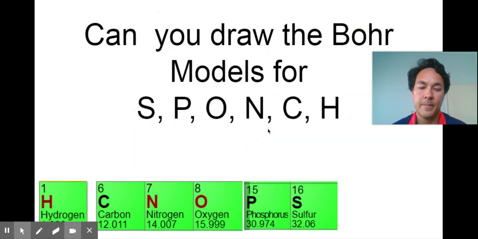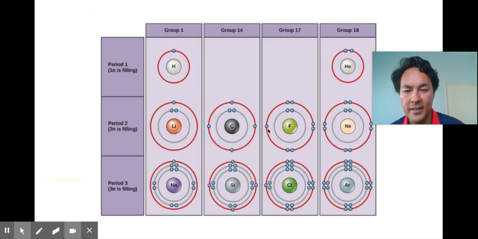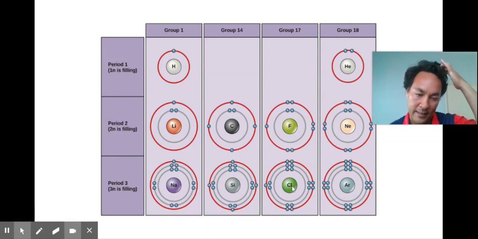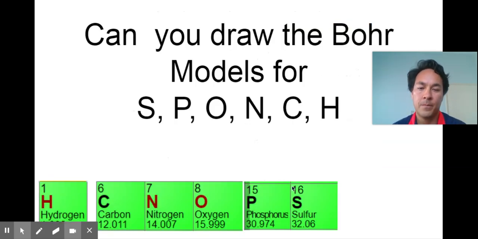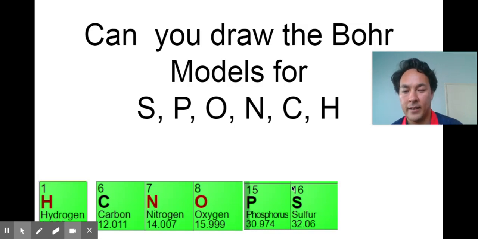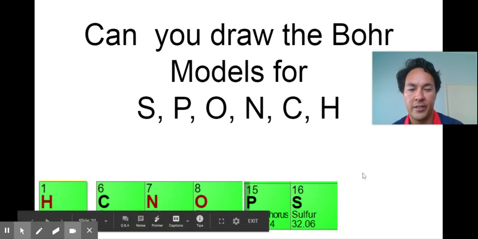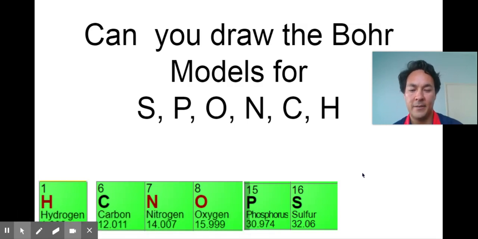They come up. So sticking with the Bohr model, where you have 2 in the first level, 8 in the second level, and up to 18 in the third level, can you draw the Bohr models for the elements of life? Sponge. And I've ripped out their periodic table information here. So go ahead and pause the video and see what you can get.